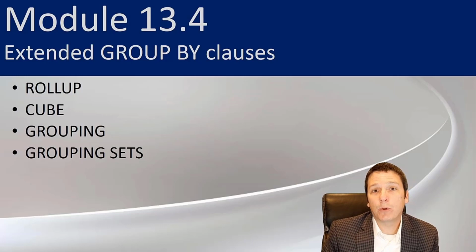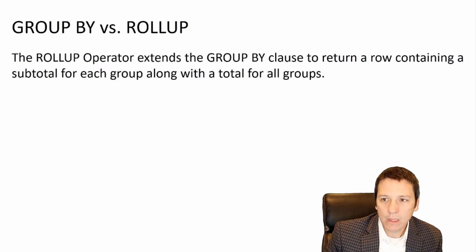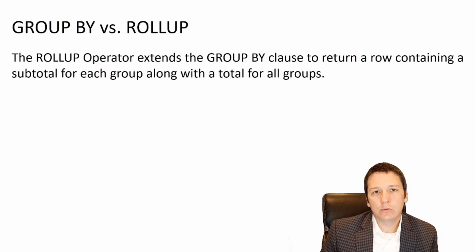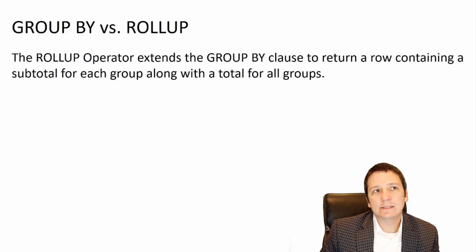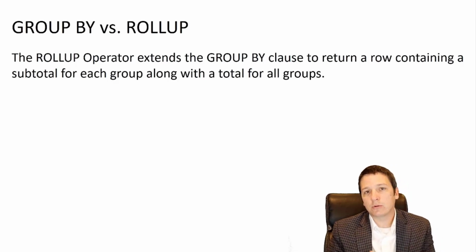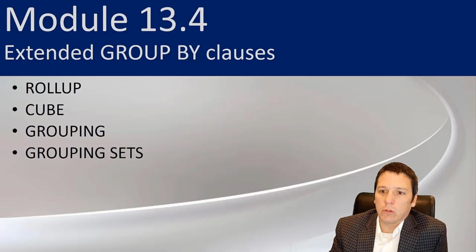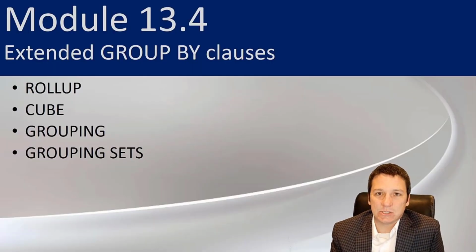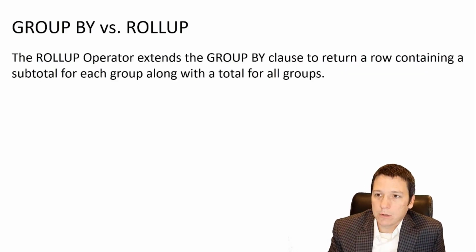So in module 13.4, we're talking about extended group by clauses. We're going to look at the rollup, cube, grouping, and grouping set operators. So recall that we used group by with our aggregate functions to specify some common value of some attribute that we wanted to group our tuples or our rows together based on. What rollup, cube, grouping, and grouping sets do is extend the functionality of this group by operation.